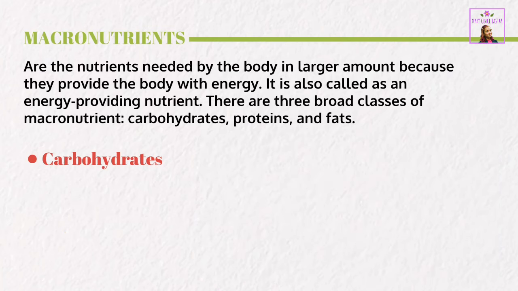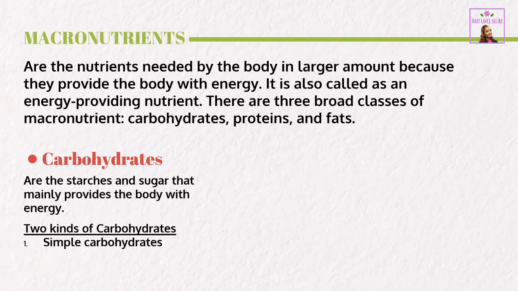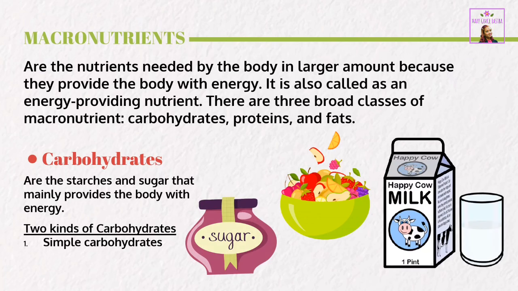Carbohydrates are the starches and sugar that mainly provide the body with energy. There are two kinds of carbohydrates. The first one is simple carbohydrates. It gives the body energy very quickly. This can be found in fruits, sugar, and milk.